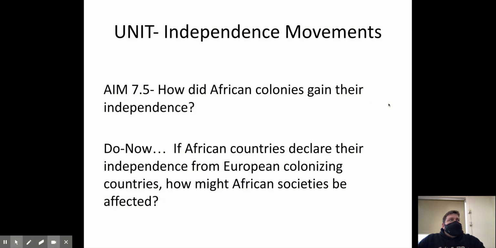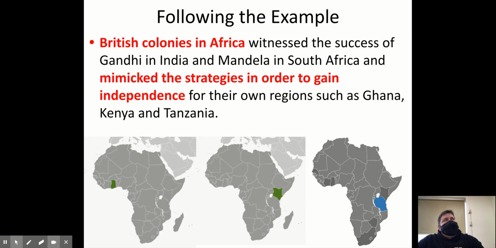All right, so we're going to take a look at some other African colonies and how they gained their independence and what the impact of those independence movements is in those places. And we just talked about the do now a little bit, so here we go. All right, so I'll go over this quickly while you guys jot down these notes.